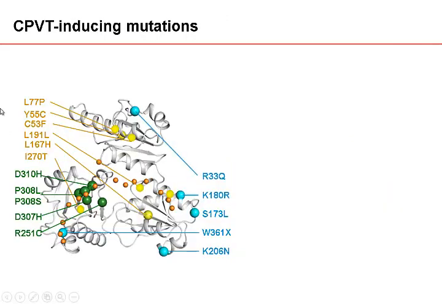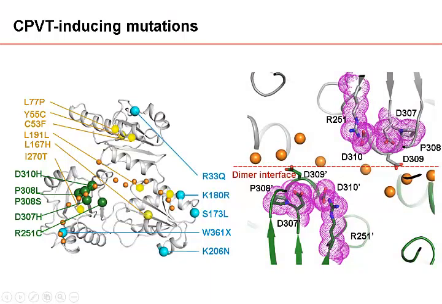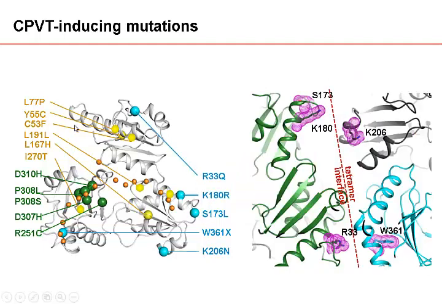Here is a summary of the CPVT-inducing mutations. The yellow ones are known to occur in the hydrophobic core and may induce misfolding of the molecule. Notably, the green ones are mutations around the 309 bottleneck region. We think that these mutations may influence the channel conductance directly or indirectly. The cyan ones, although distributed widely, are all involved in the interconnection of CSQ2 channels in our calcium-bound CSQ2 structure.